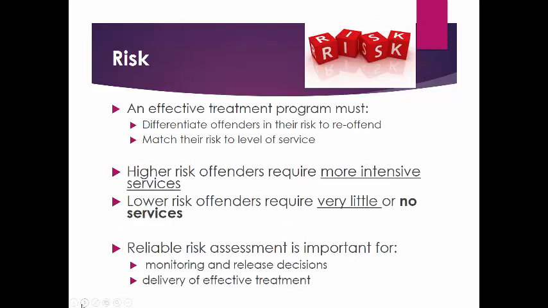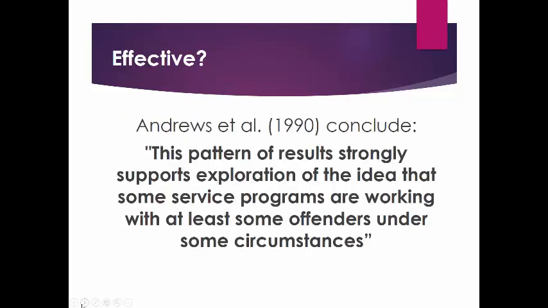So what we need to do is really identify those guys that are at medium to high risk for reoffending, and make sure that we're giving them adequate services. Those guys that are at low risk maybe need little to no services. Those at medium risk need a moderate level of services, and those at high risk might need more intensive supervision. In order to do this, we have to have reliable risk assessments so that we can better put them into these treatment groups, but also so that we can monitor and make those release decisions. So, we're going back to our table here.